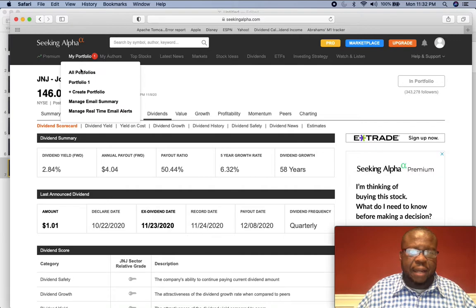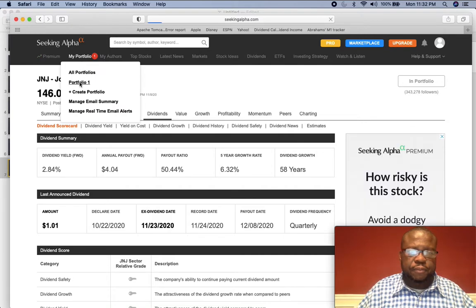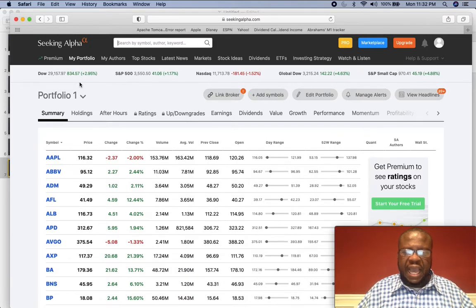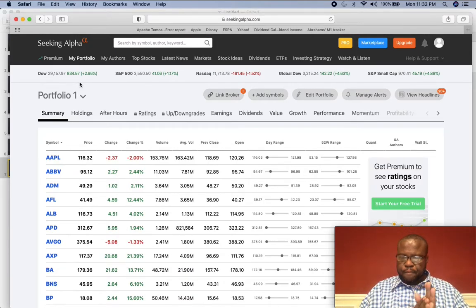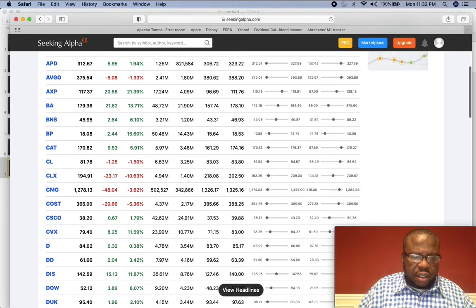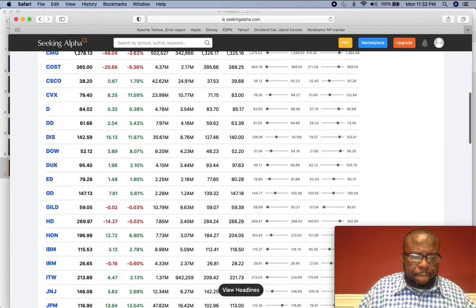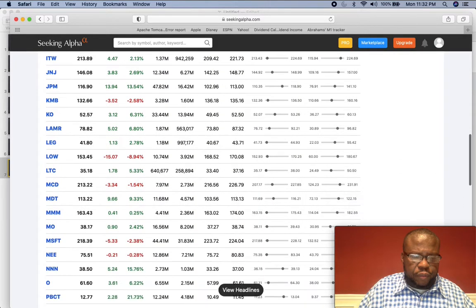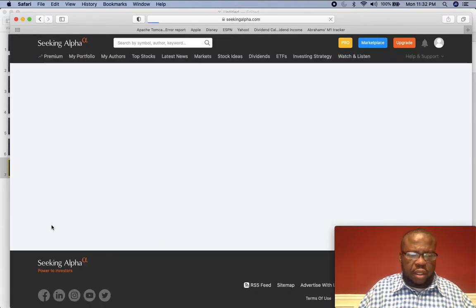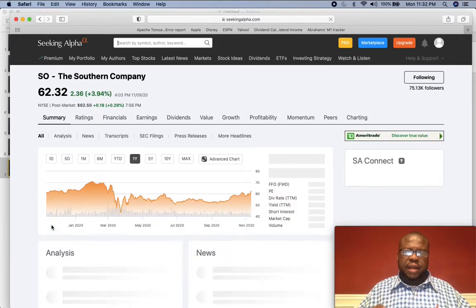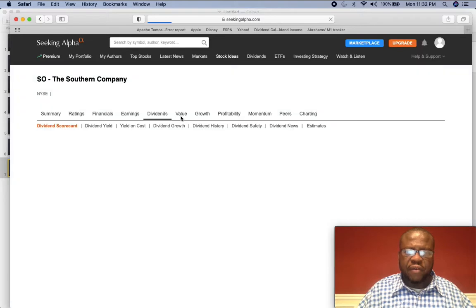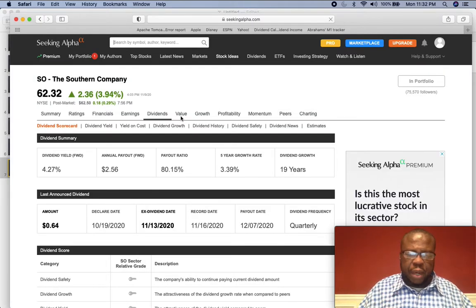Let's look at a company that has a higher payout ratio, one of the utilities, right? So let's look at maybe Southern Company, ticker symbol SO. So this is one of the utilities. And remember I said that utilities, or in the sector, they're known to have a higher payout ratio.